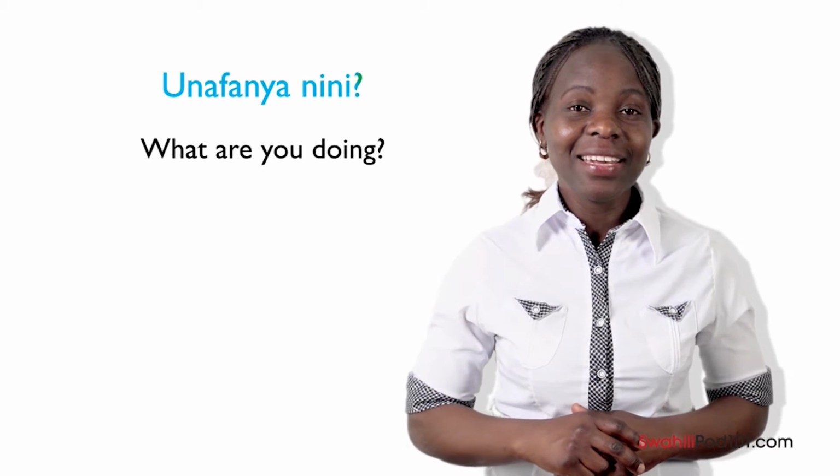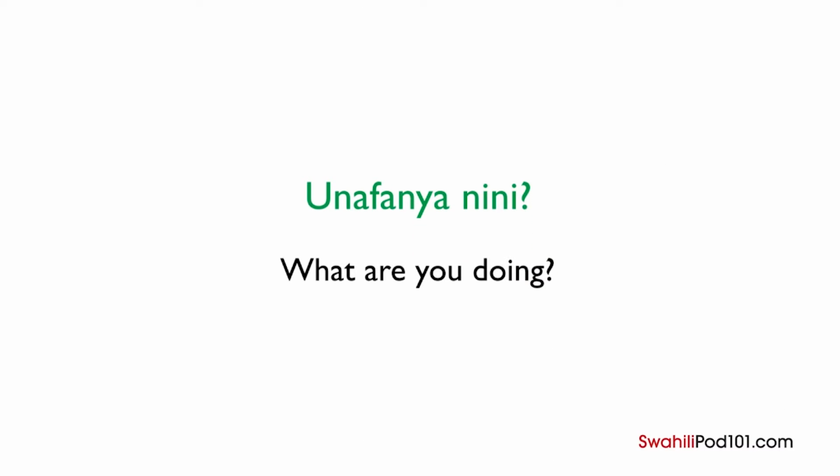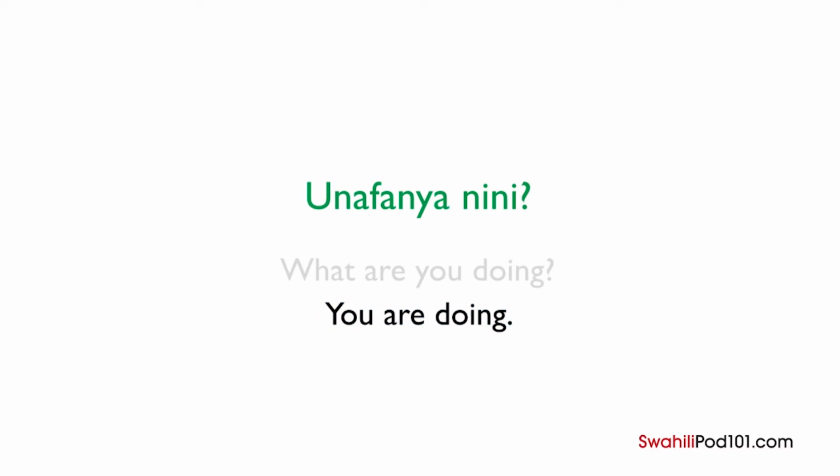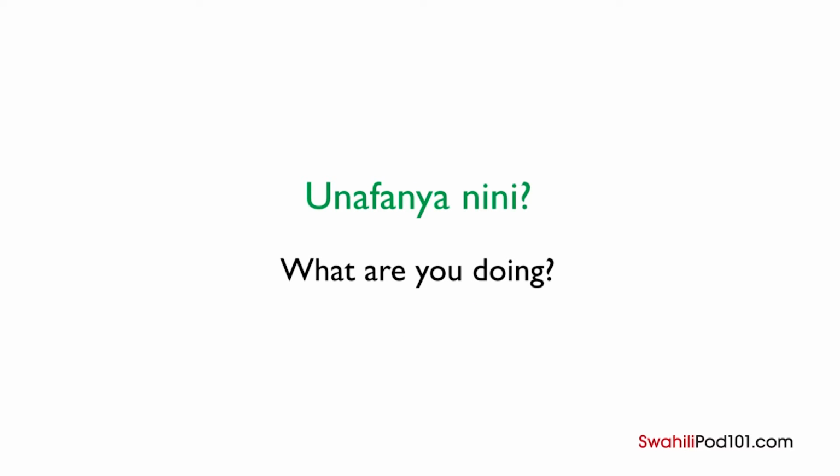Unafanya nini? Let's break it down. Unafanya is a one-word sentence that literally means you are doing. Breaking it further, we have u, which is a pronoun for you. Na indicates the tense, in this case, present tense. Fanya is a word we learned earlier. Do you remember that it means to do? Together we have unafanya nini?